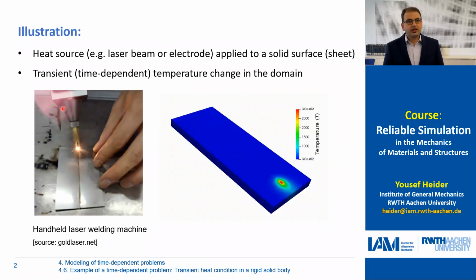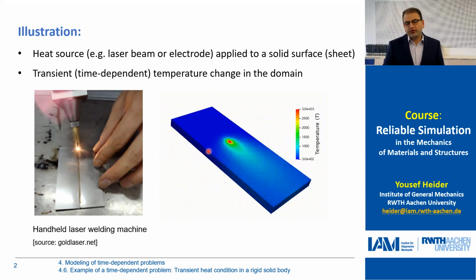Assume that we have a heat source, which could be like a laser beam or electrode, which is applied to a solid surface. This technology can be used in welding, for example. And if you are putting your hand not so far from the heat source, you will notice that if we continue applying the heat source, the temperature at your hand or at your fingertips will increase and will keep increasing over time. It means we have a time-dependent process.